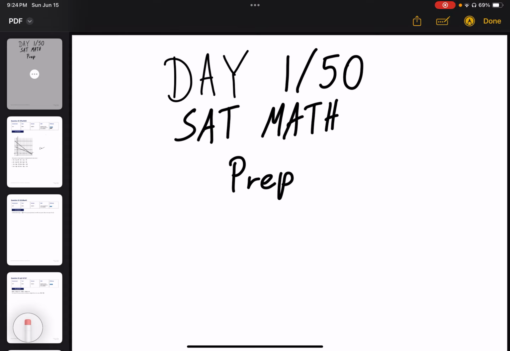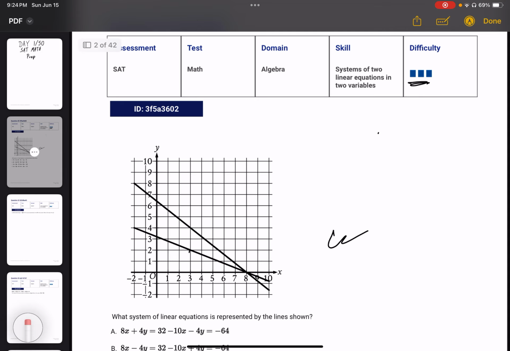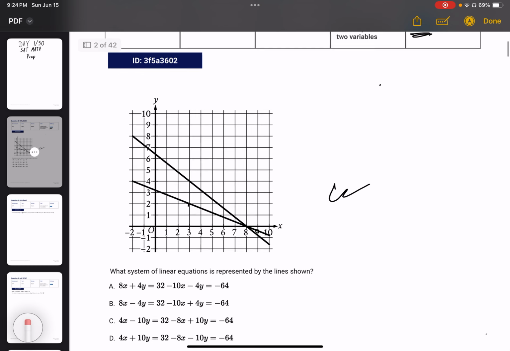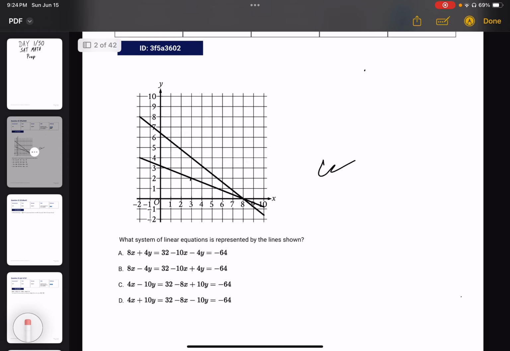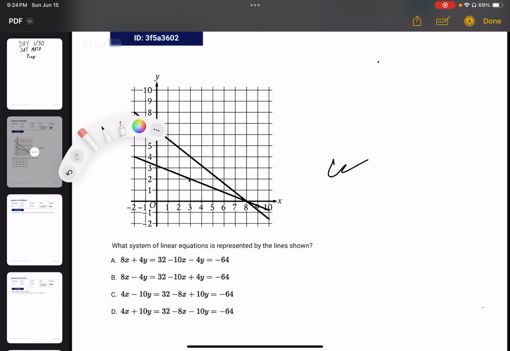So today we'll be just doing algebra, so not the most difficult, but we'll be looking at difficult problems like this one, like a three bar difficulty, one of the hardest ones. So reading: what system of linear equations is represented by the lines shown. Always look at the answer choices first. And this got printed out weird from the College Board. So it reads like that.